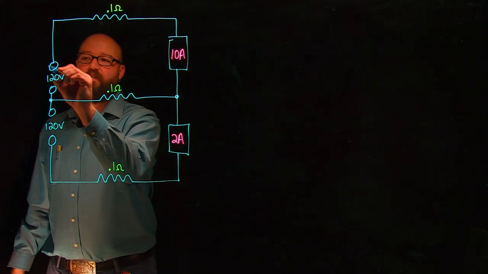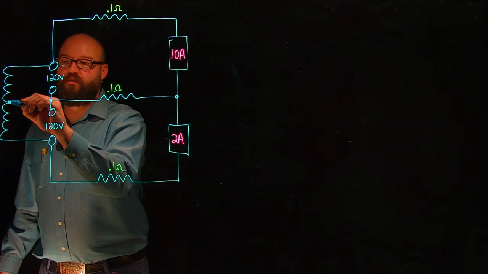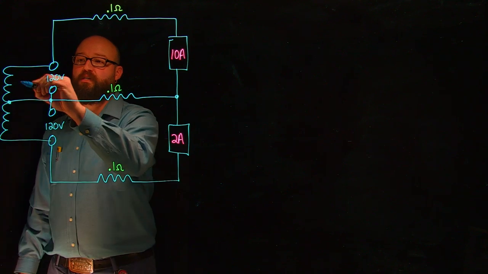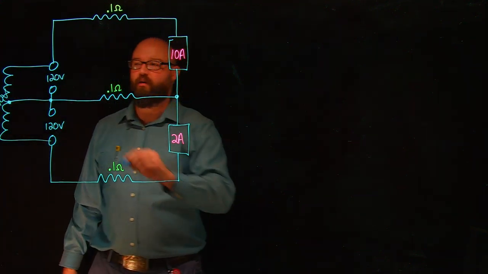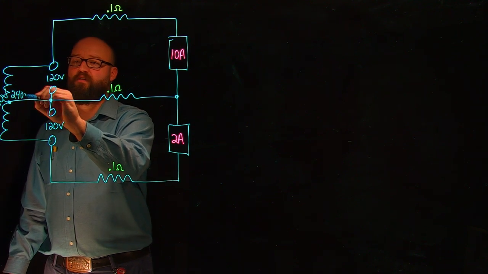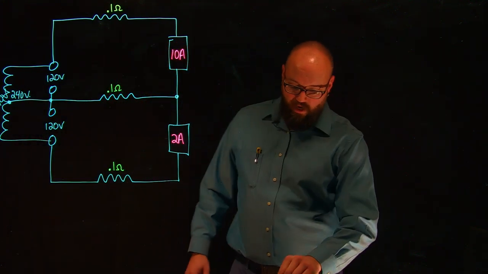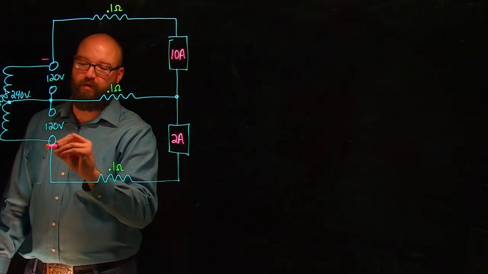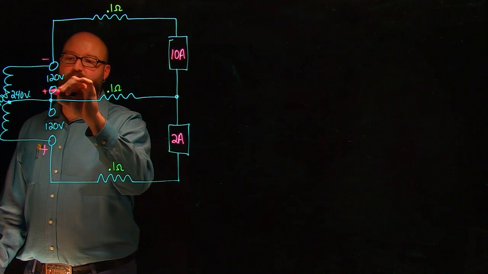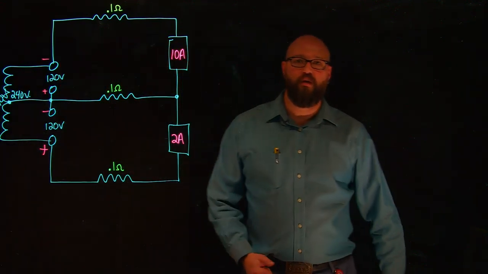So I'm going to draw that in here so that we can use that as we work through this circuit. Okay, so there's our center tap. This is our 240 volt supply over here. I'll write it right here so you can see it. There we go, so we've got 240 volts there. Okay, and we're going to put some polarities on our supply here. There we go. Negative, positive, negative, positive. Because as we work through this, I'm going to go step by step.